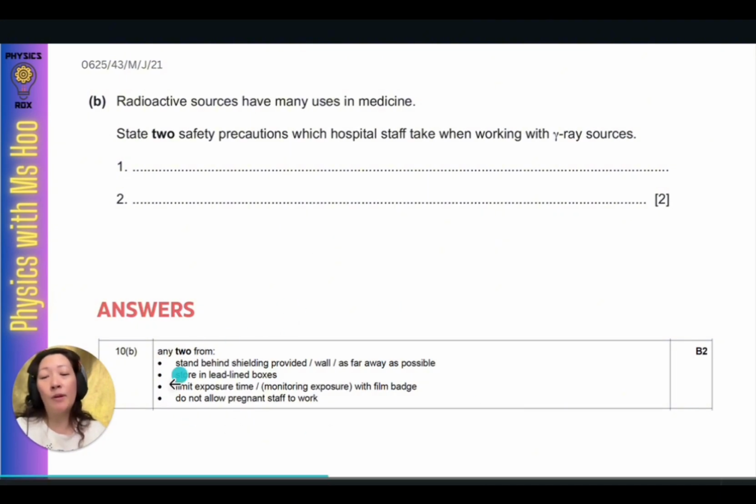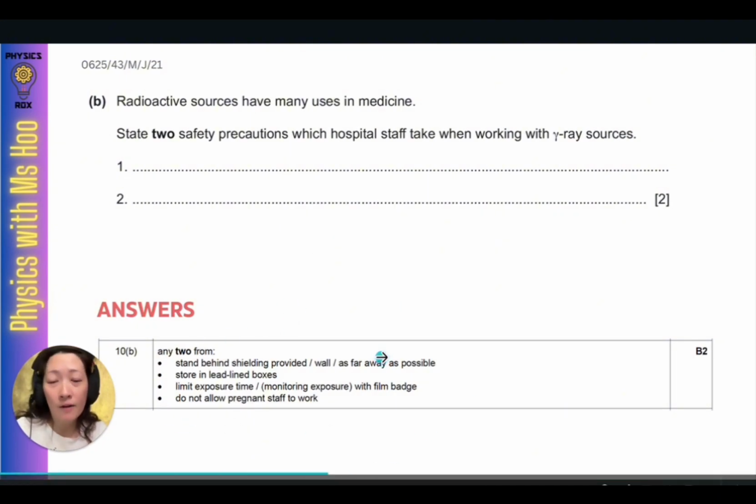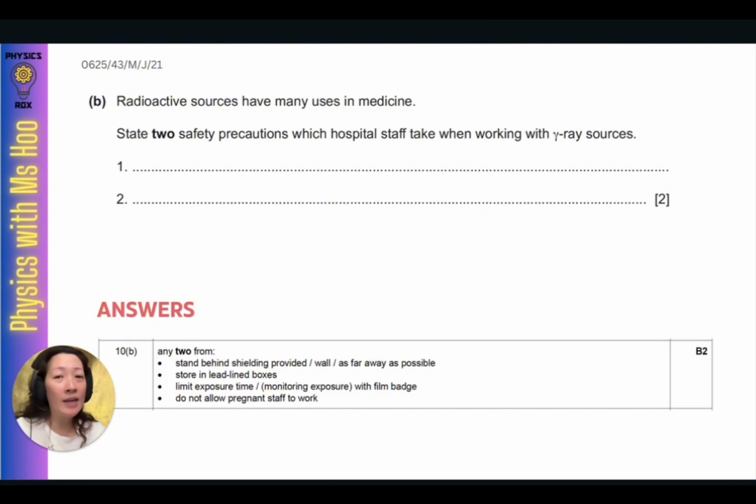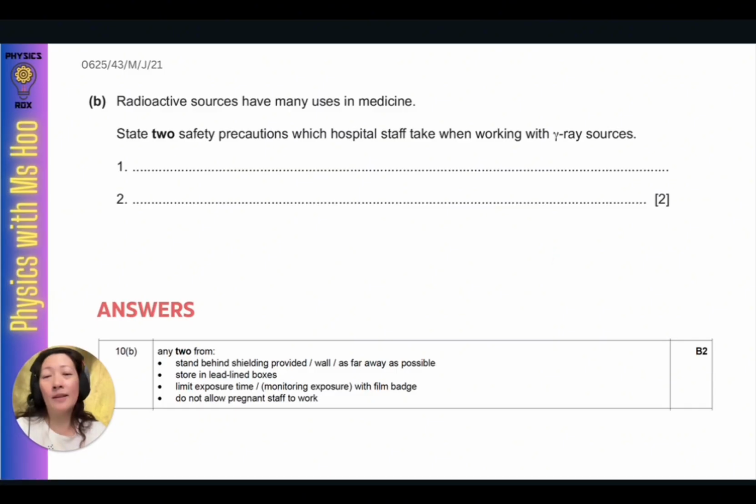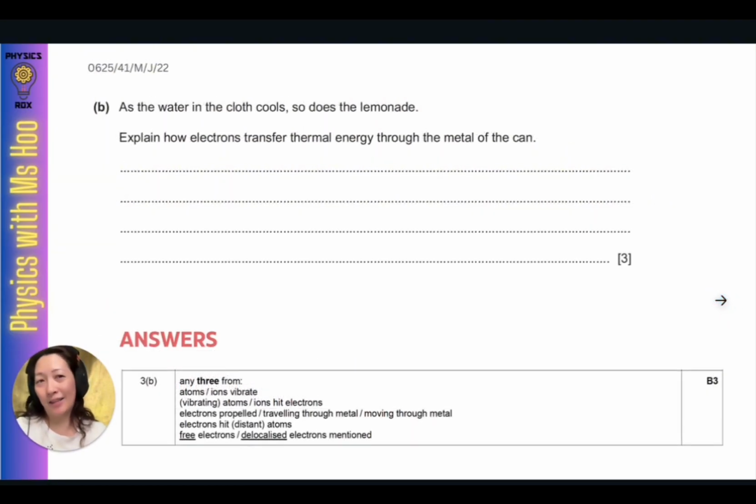So these safety precautions apply not only for the hospital, but for any industry in general which works with gamma rays. So don't let certain terms confuse you. This is not about medicine or hospital. This is about the gamma ray sources, as you can see from the mark scheme here. So this is one of the examples I mean when I say you've got to read the question carefully. Still not so bad, right? Now let's take a look at this question.